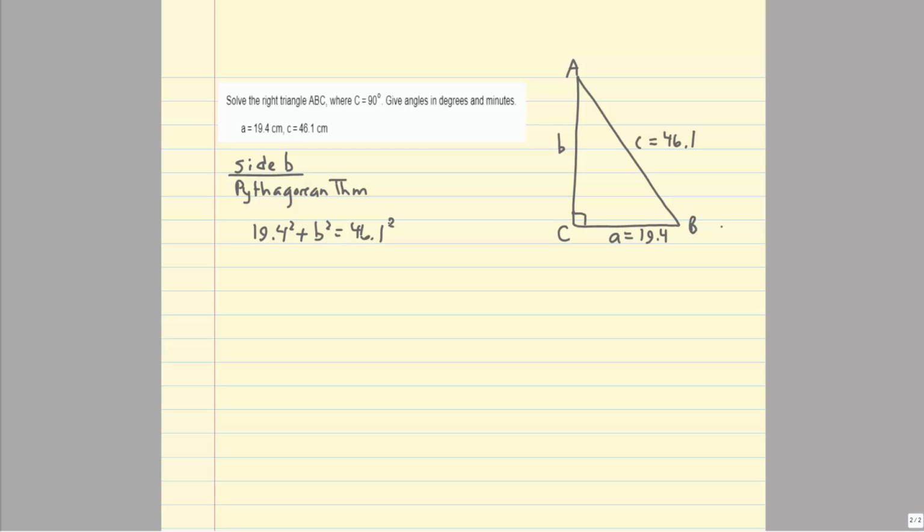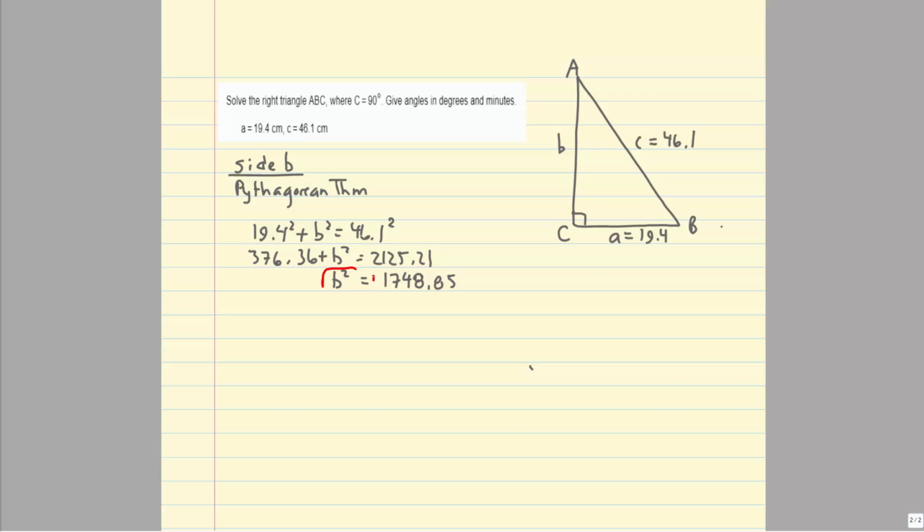Okay, so solving here, I take 19.4 and square that, and I get 376.36 plus b squared is equal to 46.1 squared, 2125.21. And then solving for b squared, I would take 2125.21 minus 376.36, and I'd have 1748.85. Now this is what we mean by not rounding. For instance, I wouldn't want to round this to 376 and this one to 2100 or something like that. We always want to carry it out all the possible decimal places.